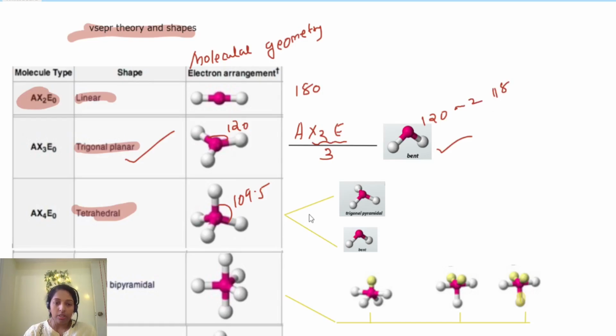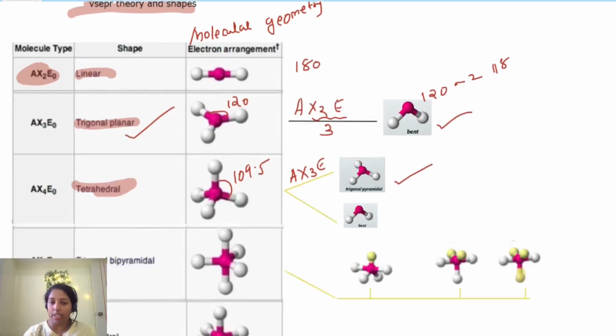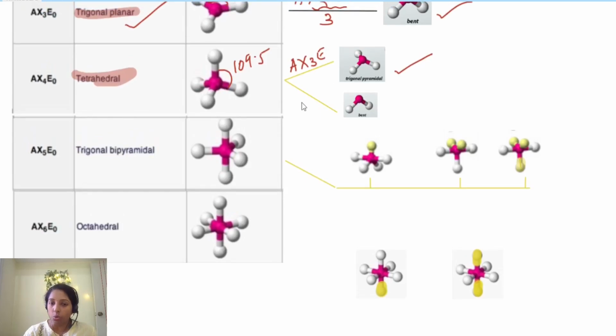Then tetrahedral minus 1. What I mean by tetrahedral minus 1 is AX3E. Altogether 4, but 1 is a lone pair. That is called trigonal pyramidal. And tetrahedral minus 2 is again bent, but the bond angle is different because this one originates from the tetrahedral geometry. So you can reduce 2 degrees for each lone pair, because 2 lone pairs are there. So it's around 105.